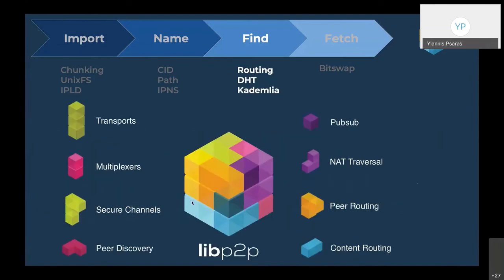libp2p has several different components. It's a modular networking stack, and it can support several different transports. There is a pub/sub protocol, NAT traversal, but most importantly for IPFS, peer and content routing. It is worth noting here that libp2p can live on its own. It doesn't necessarily have to be part of what IPFS is building on top, and it can be used as a peer-to-peer library outside of IPFS in any standalone peer-to-peer system.